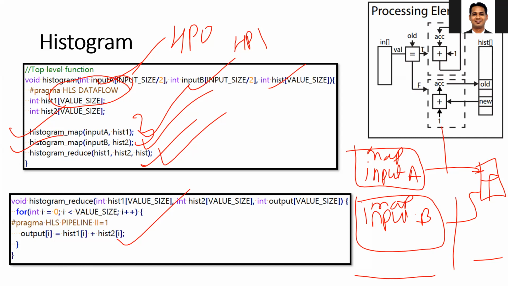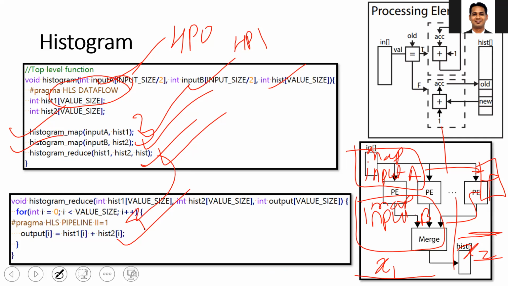Now, what is the initiation interval of this entire histogram function? So how fast can this entire histogram function be called? Now it depends upon, suppose this is the x1 time and this is the x2 time, then it depends upon the maximum of x1 and x2. Okay, because you know that the output of this one will be used by this one, so the initiation interval of the top level histogram function will be the maximum of the initiation interval of the map function or the reduce function. And what is this reduce function?